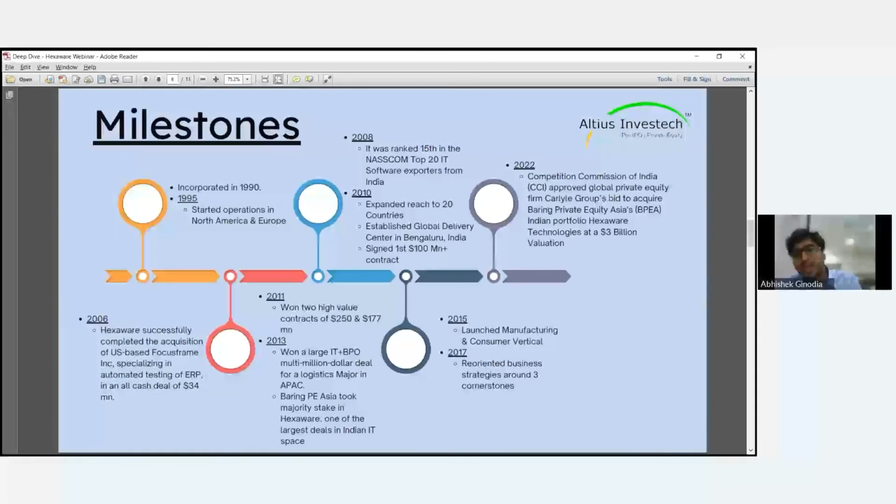In 2022, Barings actually got an approval from CCI, Competition Commission of India, to actually sell its entire stake to Carlyle Group. And this is when they actually went ahead with the delisting as well. So in 2020, Barings gave a delisting offer to the Hexaware investors at 475 rupees a share, and Carlyle actually bid for that, and Barings actually liquidated their entire stake to Carlyle at a rough valuation close to $3 billion.